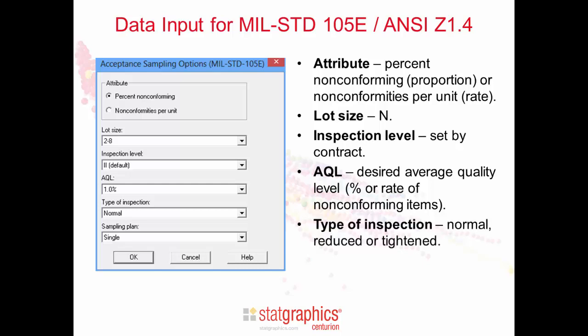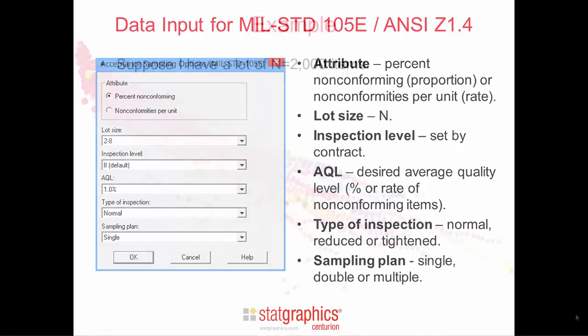There are 3 types of inspection: normal inspection, reduced inspection, and tightened inspection. When sampling begins, normal inspection is typically used. If the quality turns out to be quite good, then reduced inspection might be implemented, or if the quality turns out to be worse than expected, tightened inspection can be implemented. Finally, you may select either a single, double, or multiple sampling plan.